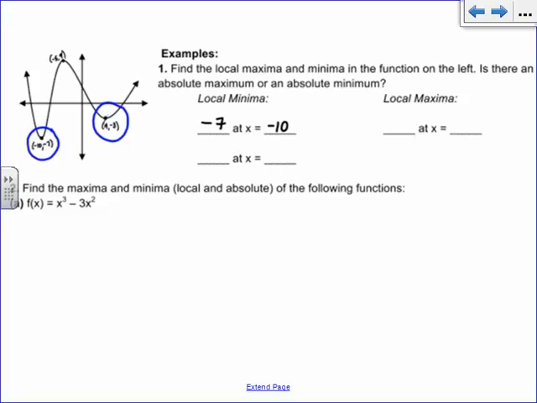So we do not write it as a point. We always write y value at x value. All right, the next one is going to be -3, and it occurs at x equals 4. And the maximum is going to be 9, and it occurs at x equals -5. Okay, is there an absolute minimum of this graph? Yes, this one is an absolute. It's also a local, and this one's a local.